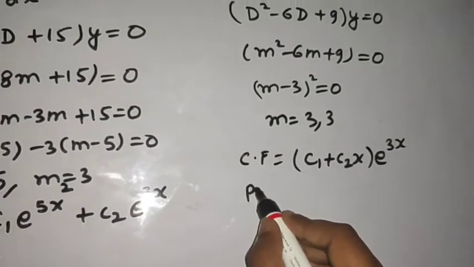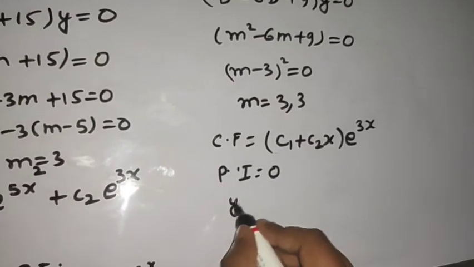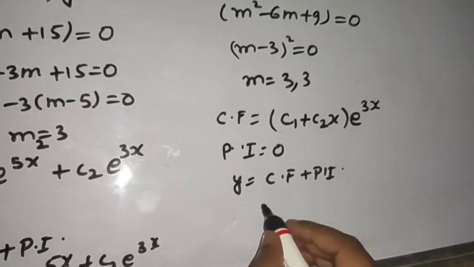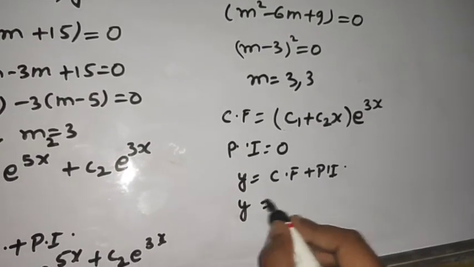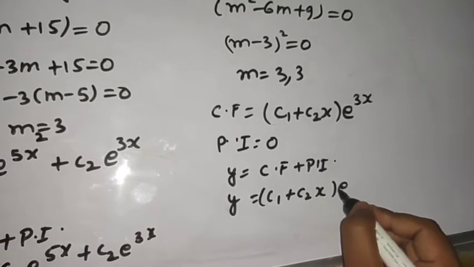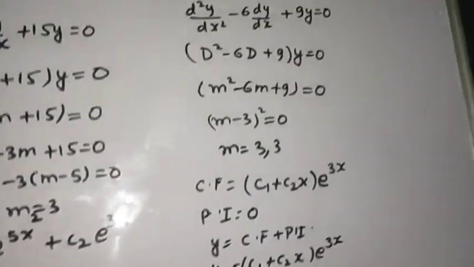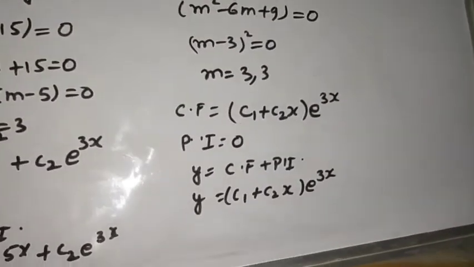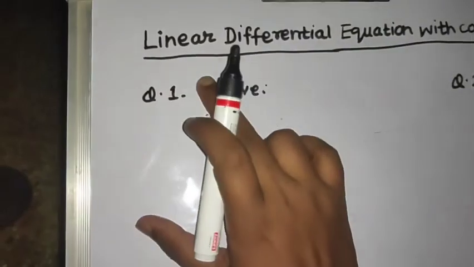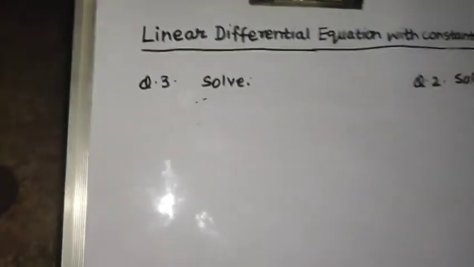And in this case, because the RHS is 0, the particular integral becomes 0. So our solution is CF plus PI. So this is nothing but (c1 plus c2x) into e power 3x. Okay. So this is question number 2. Now we will be doing more questions in the practice session. We are just taking at least one question from each set.